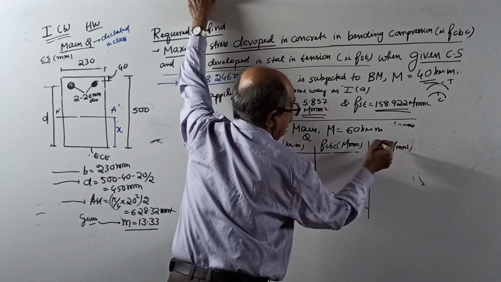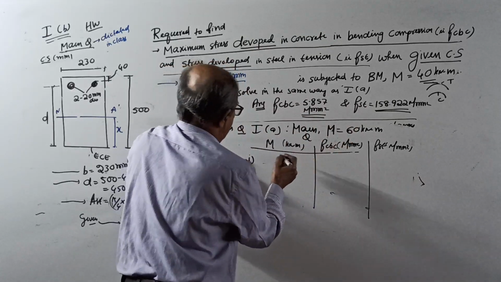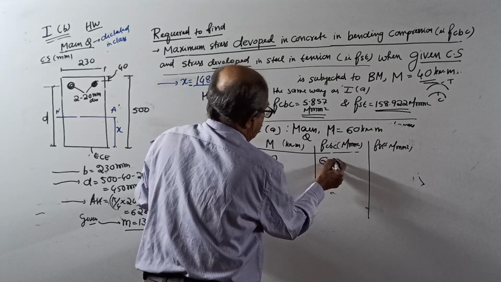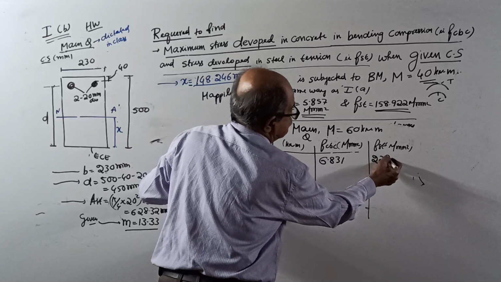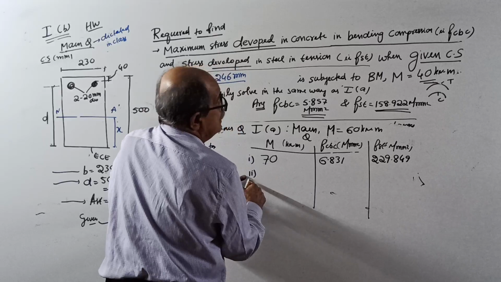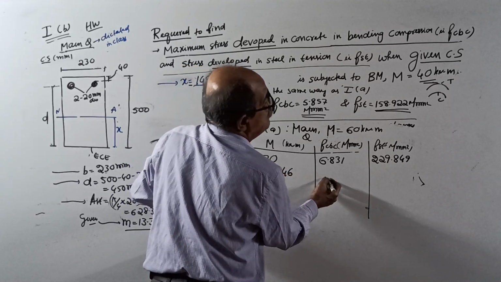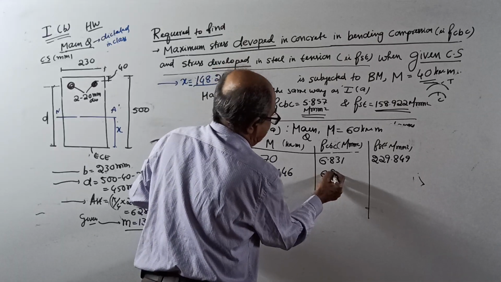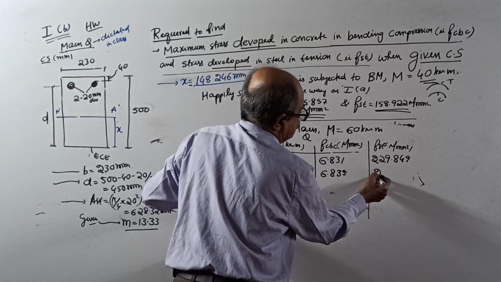Why confusion? 60 is already over. After 60, if I come down, next is 70. For 70, the answer is 6.831 and 229.84. If any correction is there, refer to this one. The second question is 70.046. This will become 70.6, 6.835, and the other will become exactly 230.